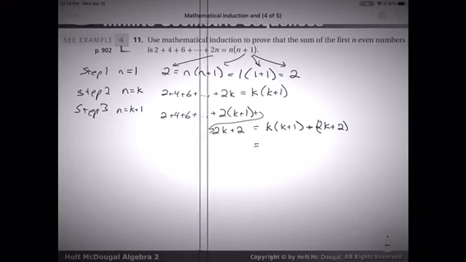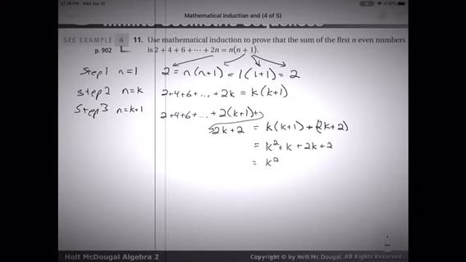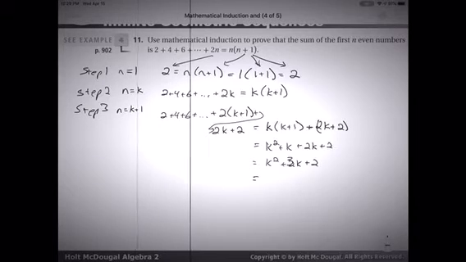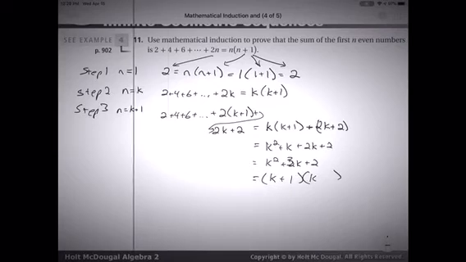And so now we're going to simplify that right side and see if we can get it back to looking like our left side. So that's going to give me a k squared plus k plus 2k plus 2. And that's going to give me a k squared plus 3k plus 2. And now we'll factor that. So that's k plus 1 in our first parenthesis, and in our second parenthesis would be k plus 2.